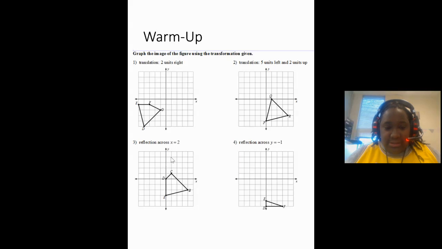Question 3, we have reflection across the x equals 2. Remember that x is going to be a vertical line which goes straight up and down. So x equal 2 will be here, and you guys are going to graph over that line. And then finally, we have reflection across y equals -1. And again, y equals will be horizontal, well, left to right, and -1 will be right here.